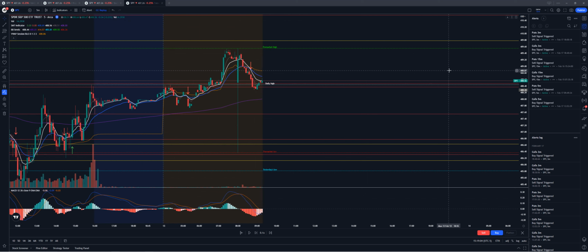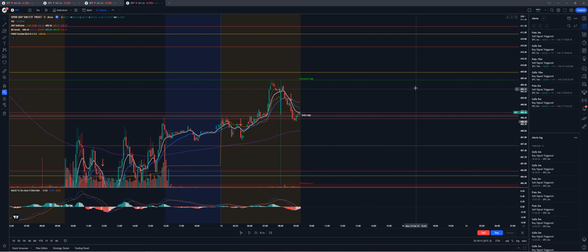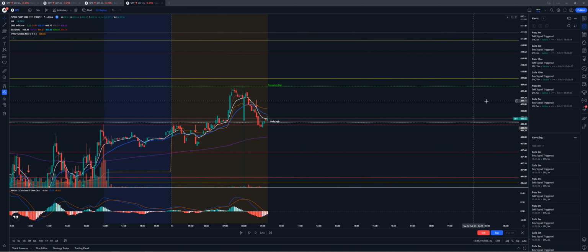So I typically will draw my support and resistances, my supply and demand zones. For the purpose of this video, just to simplify things, I'm going to omit supply and demand zones. I'm only going to focus on key levels and fib levels, and we can just use those alone to see when we could have a potential reversal.